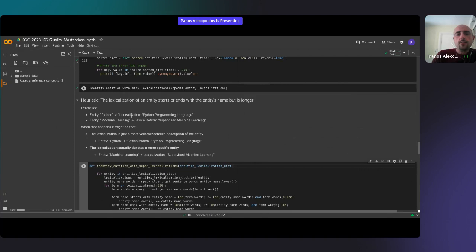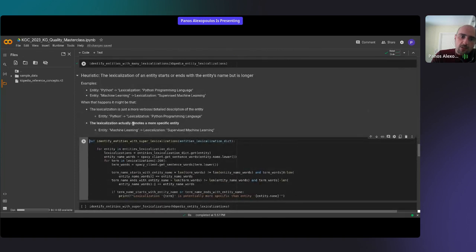Because indeed, if the entity is about the Python programming language, this is another, a bit more verbose way to represent that. But then we also have machine learning, and it may have the lexicalization supervised machine learning. So the name is a subset of the lexicalization. You see that in the second case, the lexicalization actually denotes a more specific entity. Supervised machine learning is a narrower concept of machine learning. It's not equivalent to machine learning.